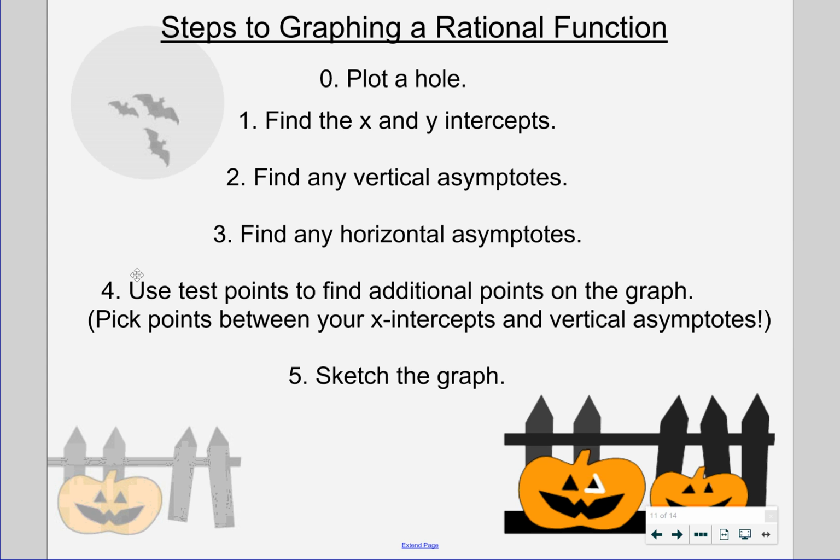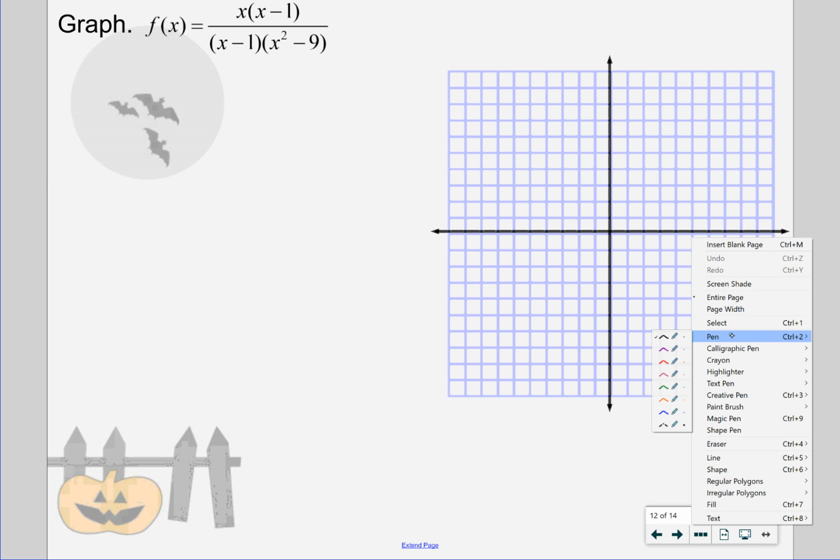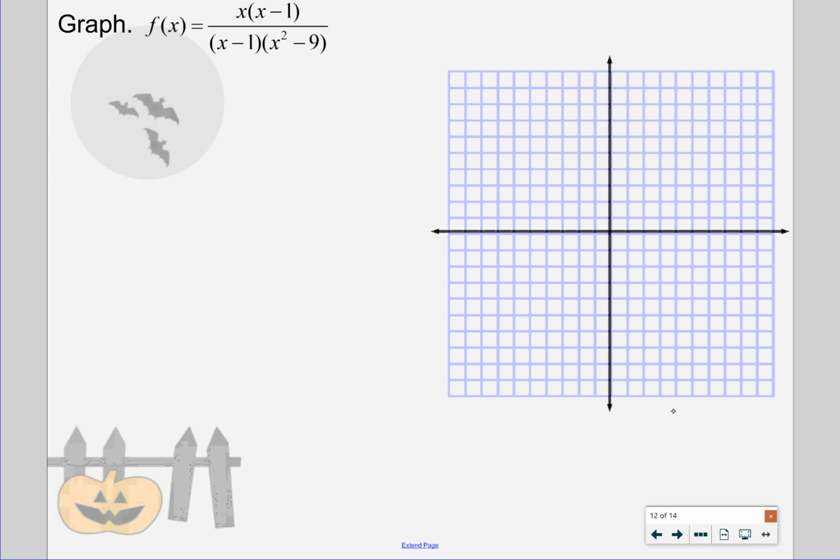Okay, so let's do all these steps with a couple problems so you can see what these look like. First one we're going to graph is f of x equals x times (x minus 1) over (x minus 1) times (x squared minus 9). Okay, so it's factored a little bit for us here already.